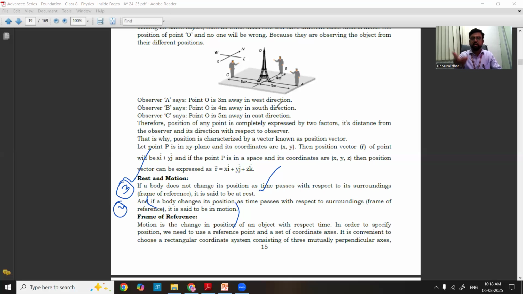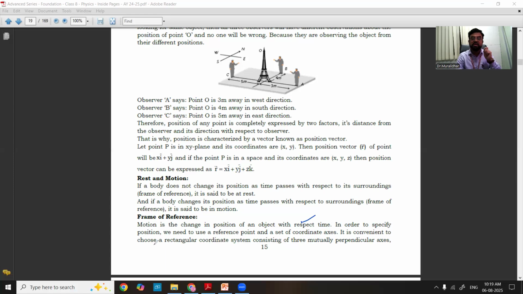Suppose imagine when a body is moving. What happens? There are so many physical quantities we will come across. When a body is at rest, it is simply at rest because it is in the same position for a long time. But when the body is changing position, we say the body is in motion. You can find a frame of reference, meaning with respect to what you are seeing. So motion is the change in the position of an object with respect to time.